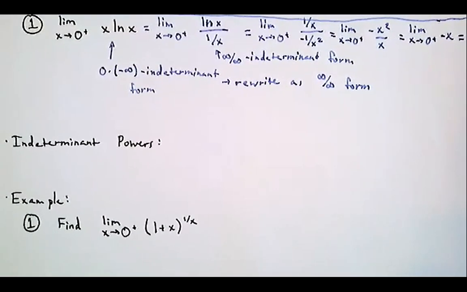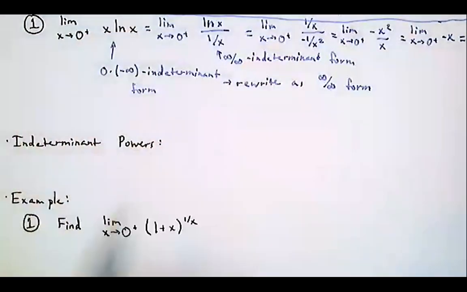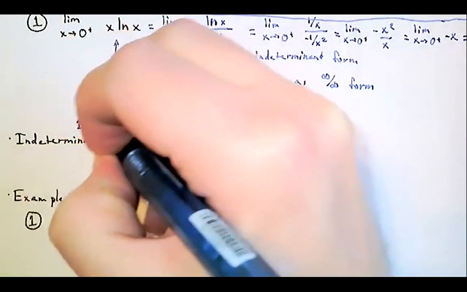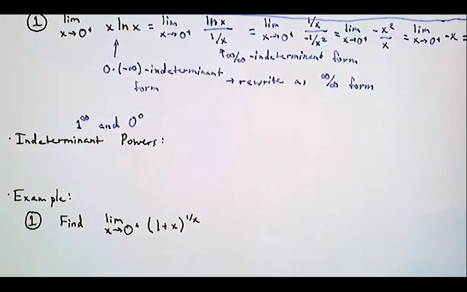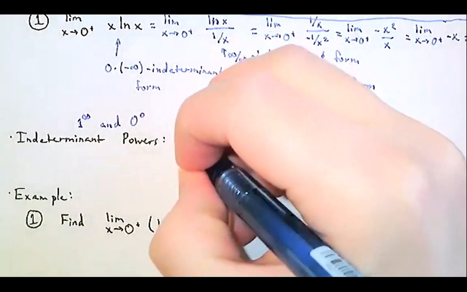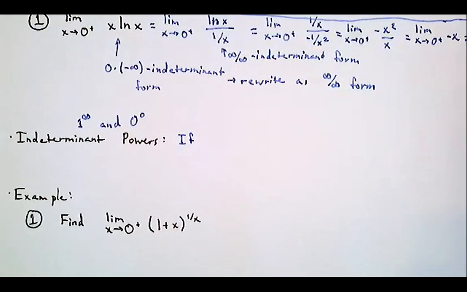Okay, so the next kind of indeterminate form is the 1 to infinity and 0 to the 0 forms. So that's what I mean by indeterminate powers. And the technique for doing these is a little special. It involves logarithms. And here's the mathematical way to say this. The technique that we're going to do.